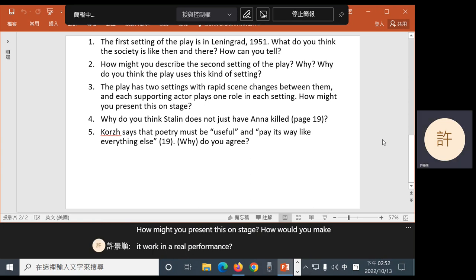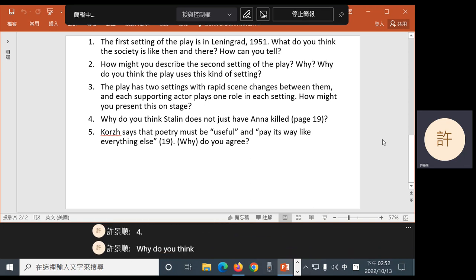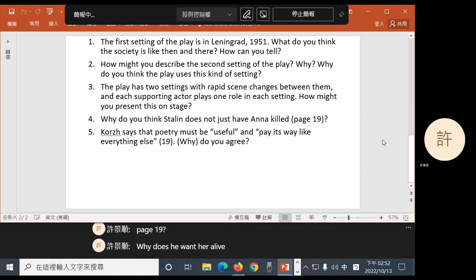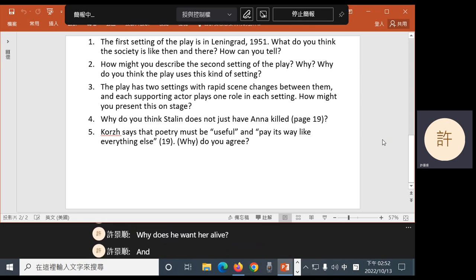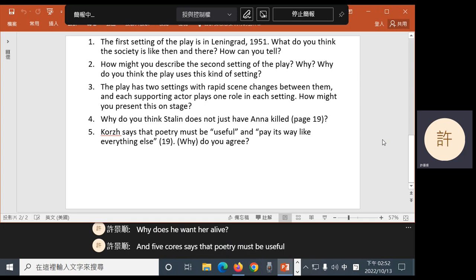Four, why do you think Stalin does not just have Anna killed on page 19? Why does he want her alive? And five, Kors says that poetry must be useful and pay its way like everything else. Do you agree? Why or why not?